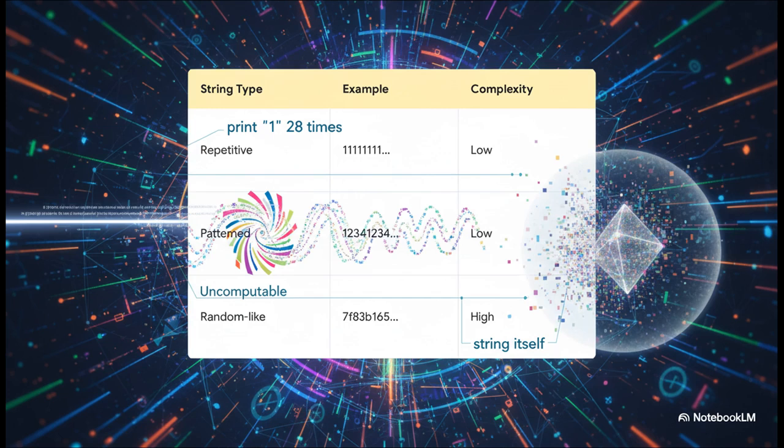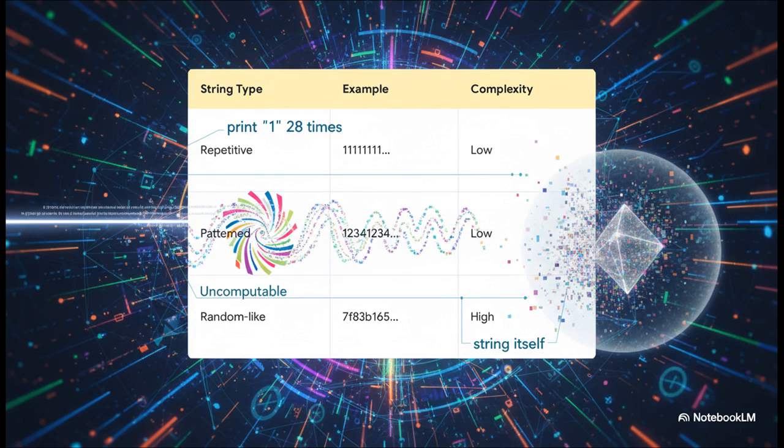Let's look at this table to see what that means. A string of all ones, super low complexity. The program to make it is tiny. Print the number 1 28 times. Easy. A repeating pattern like 1, 2, 3, 4, 5 is also pretty simple to describe. But a string that looks truly random, well, that's incompressible. The shortest program you can write to produce it is basically just printing the string itself, so its complexity is really high.